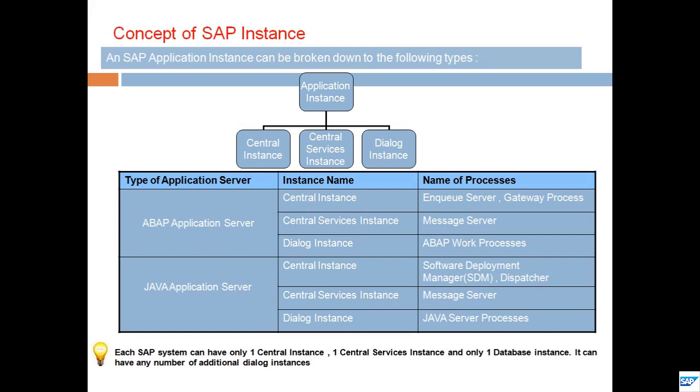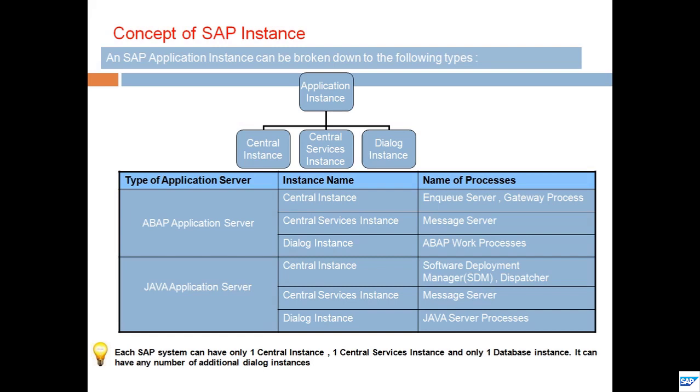And in the central instance, what are the processes running under the central instance? Enqueue and gateway process. You will be seeing this practically after we complete this topic. Here I just want you to get the concept of instance. Why do we call it a dialog instance? If you are installing only a dialog instance on a machine, then we call it ABAP work processes. If you're installing a central instance, then ABAP and Java both come into the picture, right?